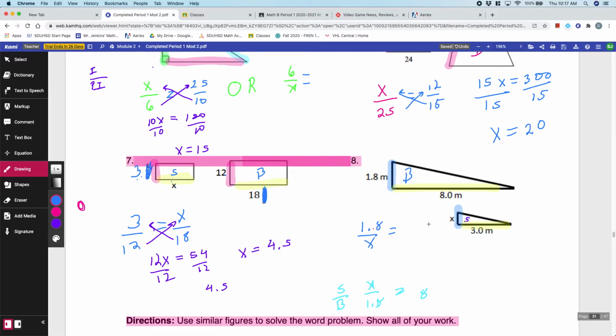Now we've got to do big yellow over small yellow, which would be 8 over 3. So when I multiply straight across, this will give me 5.4 equals 8x. When I divide both sides by 8, I'm going to now have 5.4 over 8, and I need to simplify that. If you have a calculator, you can do that, and if you don't, what you could do is multiply the top and bottom by 10 to get 54 over 80, and then you can simplify these.